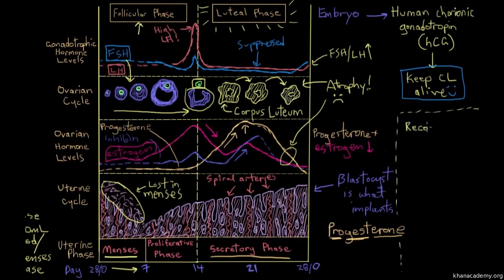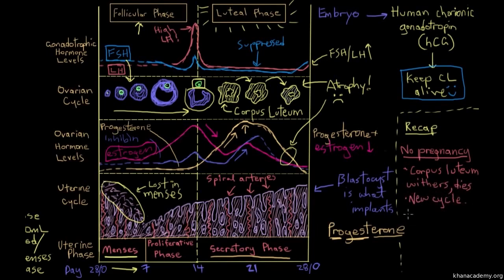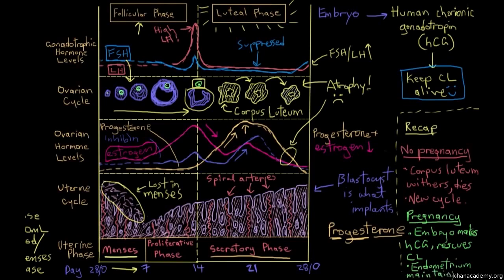So just to recap, if no pregnancy occurs, then the corpus luteum withers away and the reproductive cycle just continues to repeat itself about every 28 days. And if pregnancy does occur, the implanted embryo starts to produce HCG, which rescues the corpus luteum from atrophying, and the endometrium is thus maintained. So no menstruation happens because you're not losing the endometrium, and the reproductive cycle is put on hold for the duration of the pregnancy.